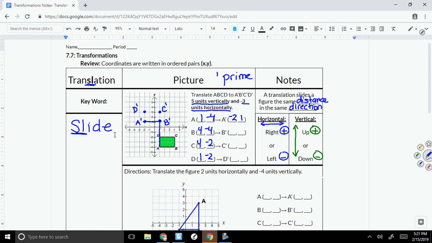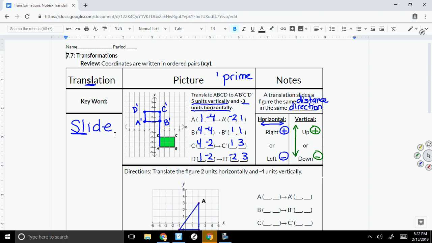Let's go ahead and put all of those new coordinates in there. If I count from the origin, B prime is now at 1, 1. C prime is at 1, 3. And D prime is at -2, 3. And I can connect the dots.